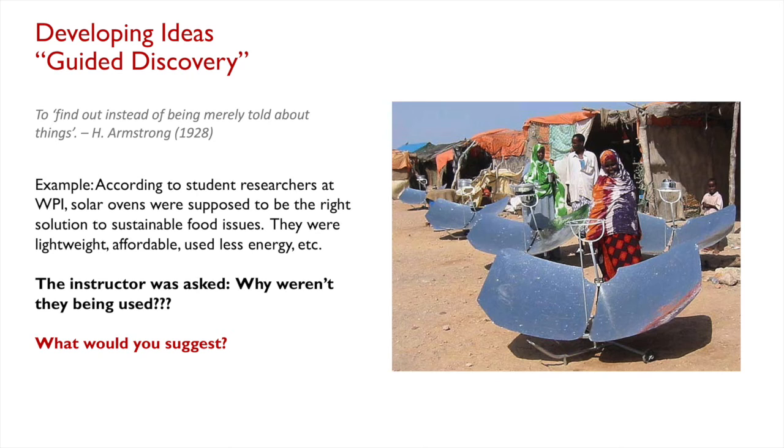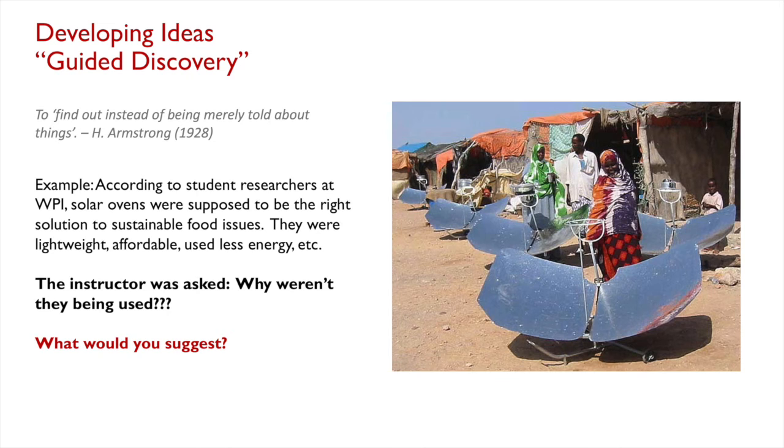I'm going to tell you a story about a nutritionist instructor at WPI, Worcester Polytechnic, in one of the Great Problems Seminars, this fantastic program that they have at WPI. In this, students were asked to look at food and food production. Student researchers told the instructor that solar ovens were supposed to be the right solution to sustainable food issues. According to their research, they were lightweight, affordable, they used less energy, etc. And they asked the instructor, why weren't they being used?